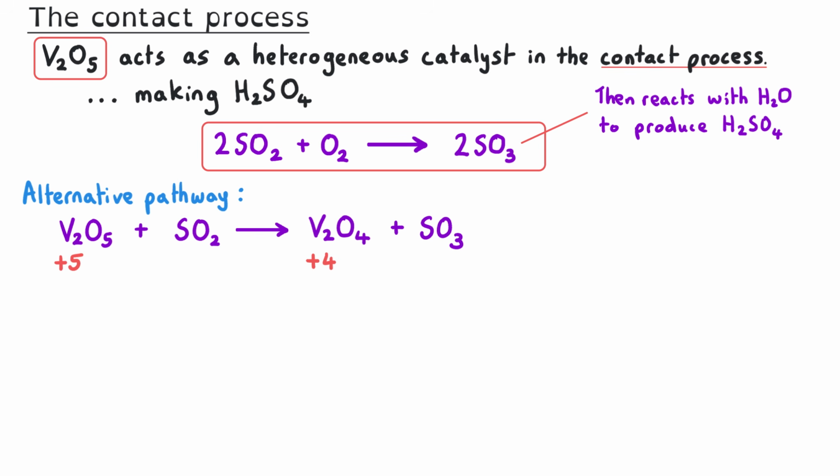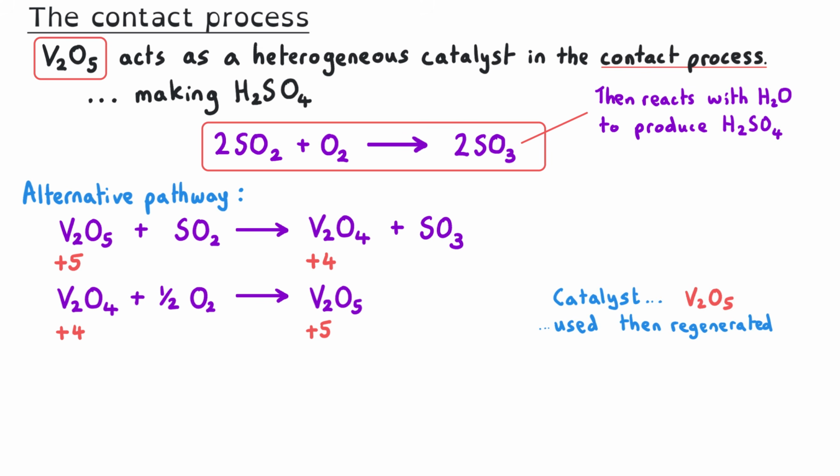We can say that the vanadium has been reduced because it's lost oxygen, and its oxidation state has gone from +5 to +4. This V2O4 then reacts with the oxygen and reforms that V2O5, and the oxidation state returns from +4 back to the +5. And we can see that the V2O5 is acting as a catalyst because it is used up in the first equation and then regenerated or reformed in the second, and the V2O4 is an intermediate which is made in step 1 and reused in step 2.